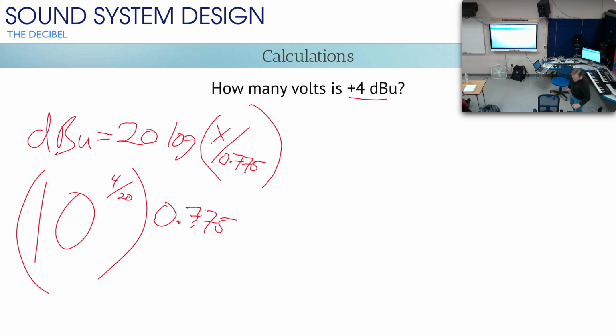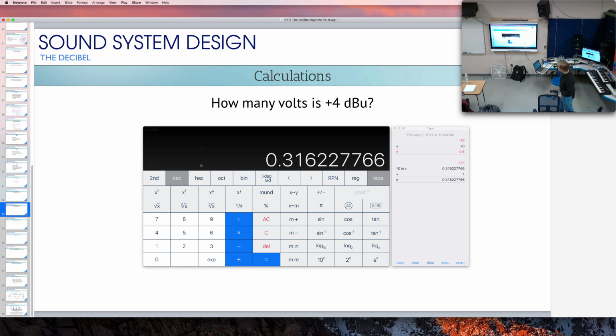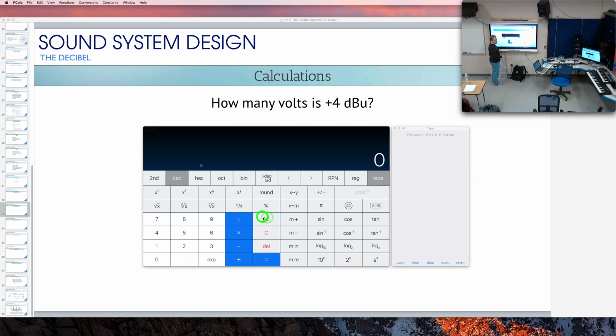Shall we try that? Yeah. 10 to the power of 4. But it was 4 divided by 20. Yeah, sorry, 10 to the power of 4 divided by 20. I said that wrong. 4 divided by 20 first, right? Yeah. Simplifies to 0.2. Okay, so let's just prove that. 4 divided by 20 equals 0.2. 10 to the 0.2 is 1.58. Wow. Yeah. Right?